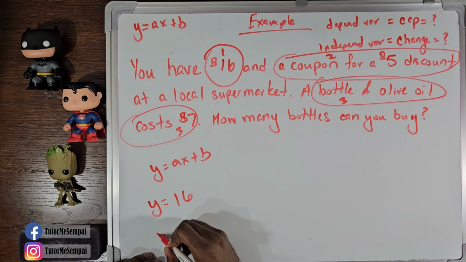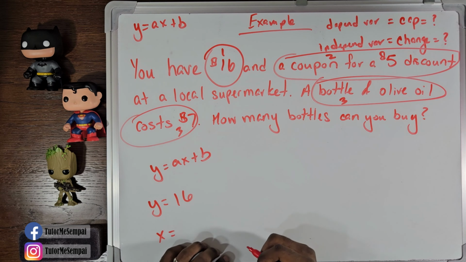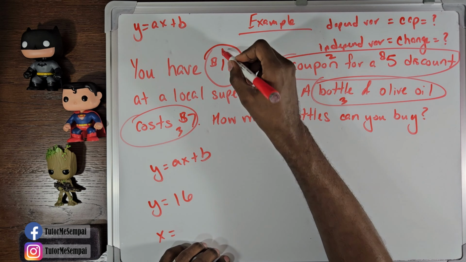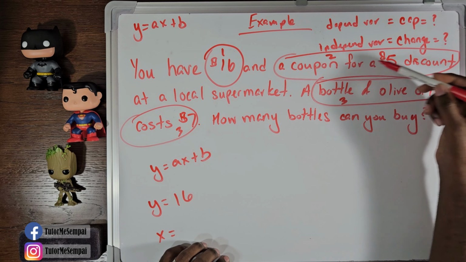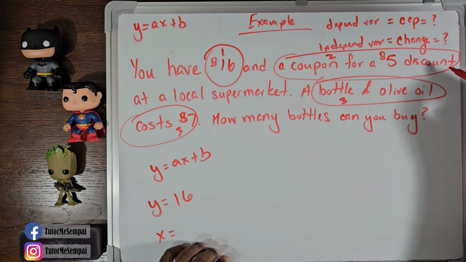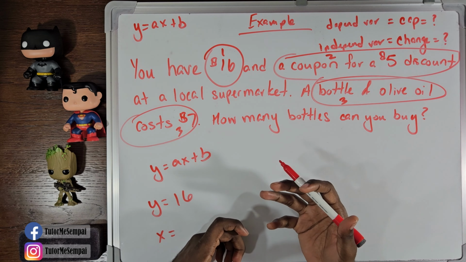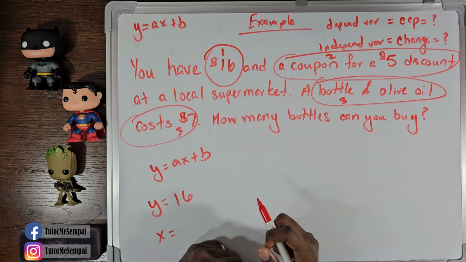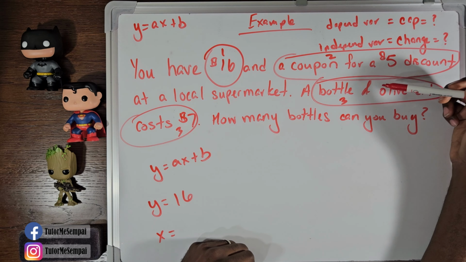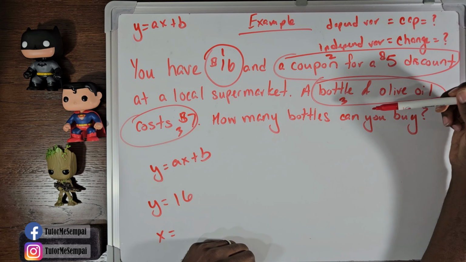Now we're trying to find our change, our independent variable. We already know that 16 is spoken for. So we have a coupon for $5 and we have a bottle of olive oil. Which one's going to be changing? So if you go to the store and you have this discount of $5, is that going to then suddenly change to a discount of $10? No. The coupon is not necessarily changing. So the only other thing here is going to be this bottle of olive oil. Now the bottle doesn't change either though. So how is that going to work? None of these are changing.